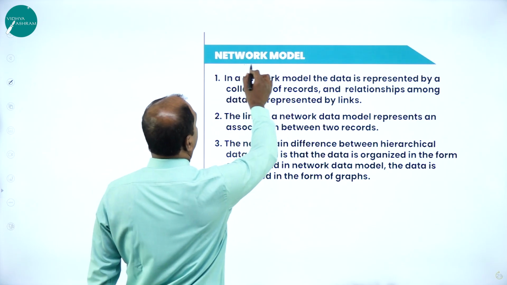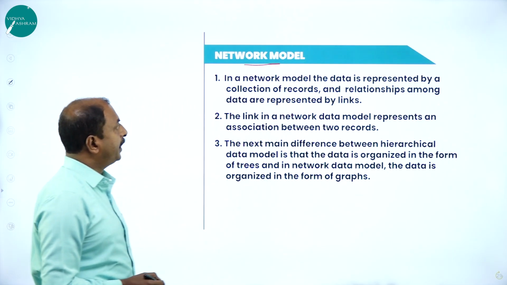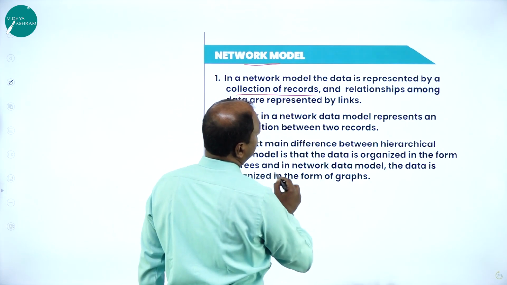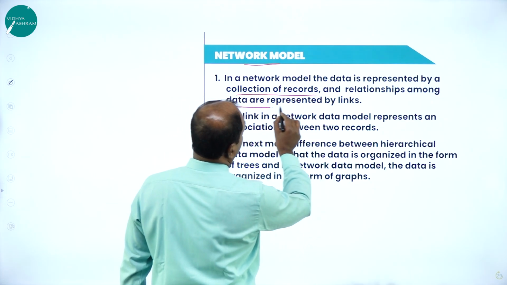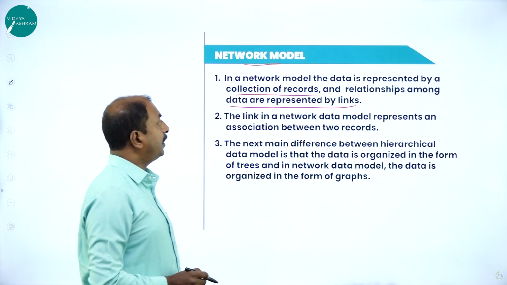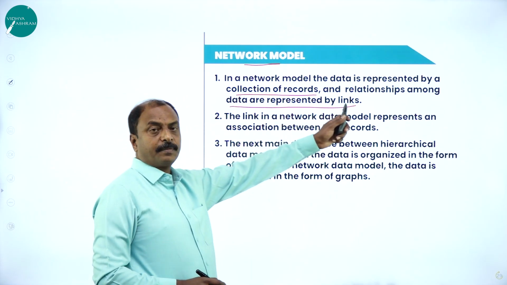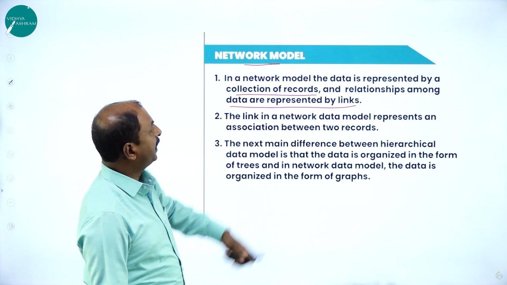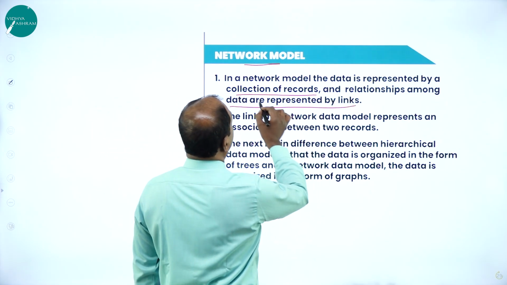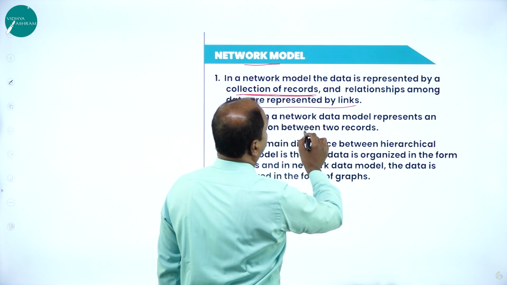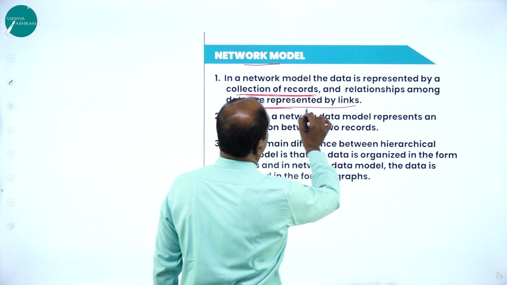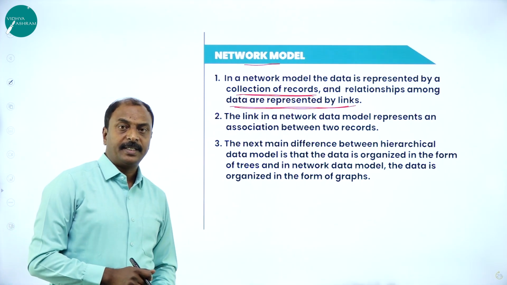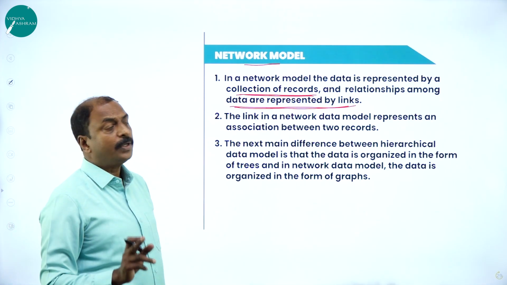Next one is called the network model. In a network model, the data is represented by a collection of records, and relationships among the data are represented by links. Here the database is nothing but a collection of records. In the network model, data is represented by records, and the relationships among the data are represented by links. So here we connect the different records through a link.